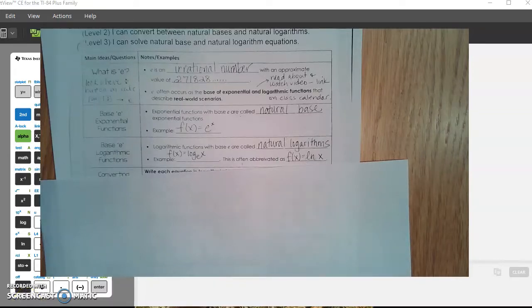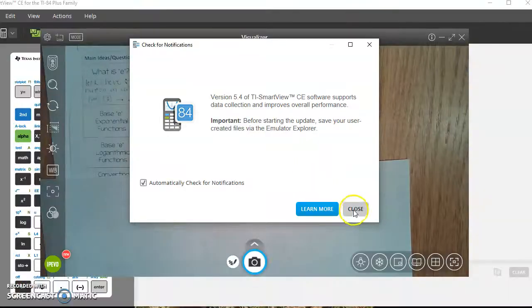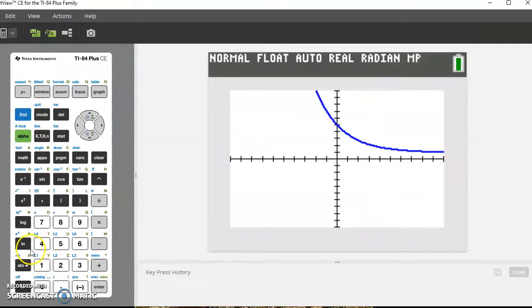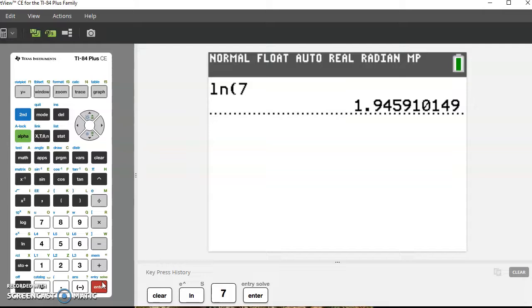You can find this button on your calculator. Hang on, let me show it to you. Okay, and it's this button right below log. Okay, so when you're going to solve it, you would just type in natural log of whatever number and you would find a number, excuse me. Okay, so your natural log will replace your log base e.